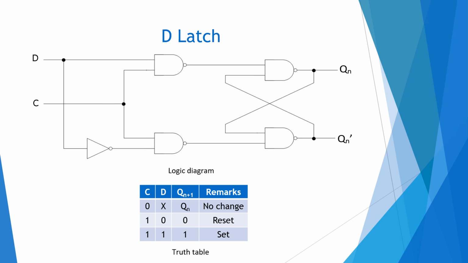When D is equal to 0, the input of the D latch is 0 and the other input will be 1. This is just like the condition of the SR latch with S equal to 0 and R equal to 1, that is a reset condition. So Qn+1 will be 0 and Qn+1 bar will be 1. That is shown here. This is a reset condition.